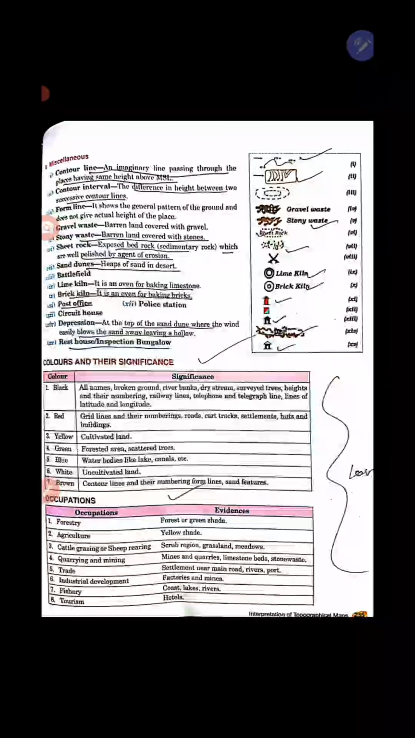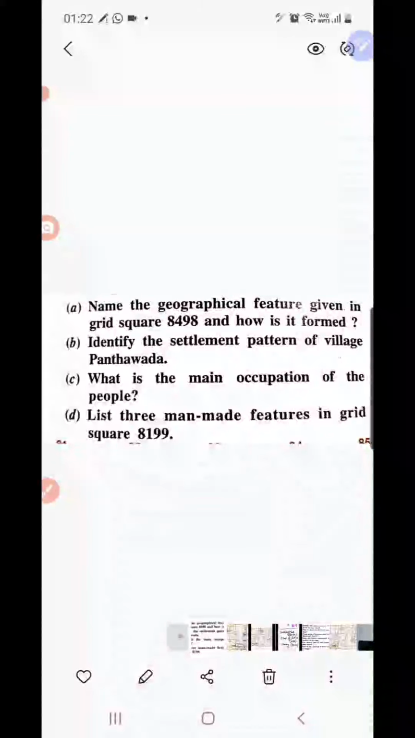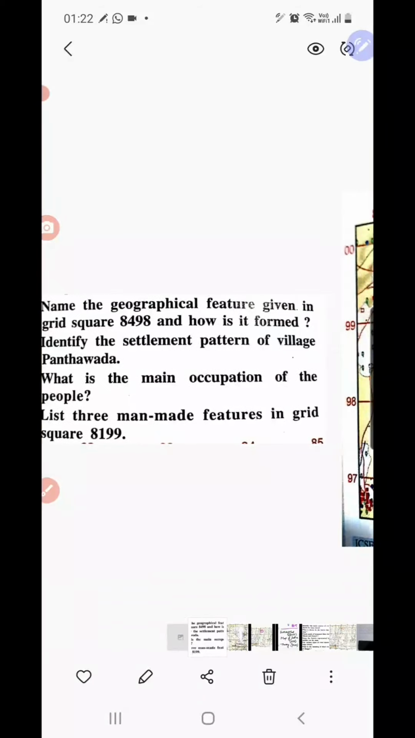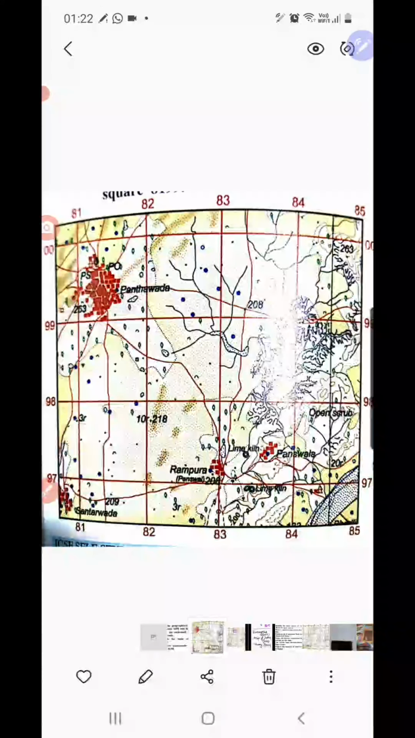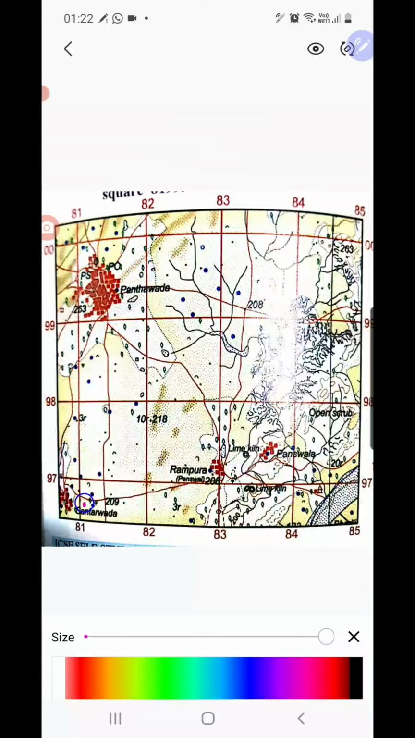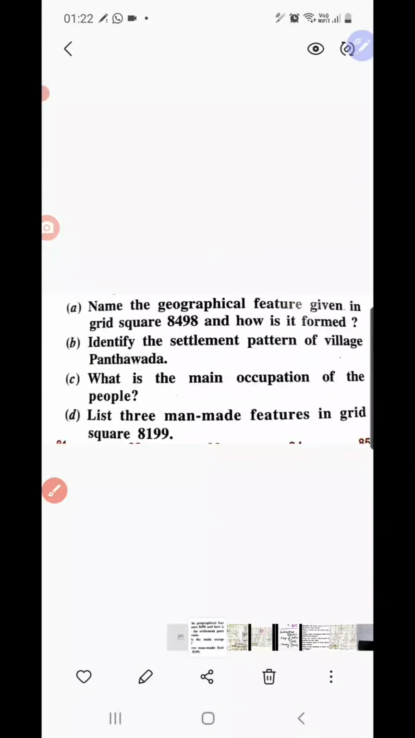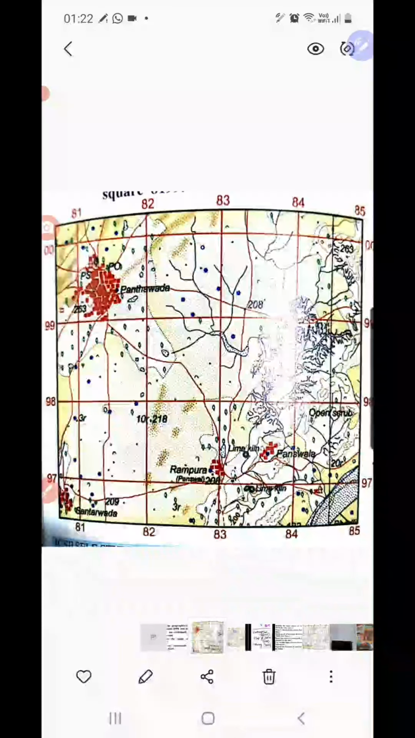Okay. Then moving to the next question: list 3 man-made features in grid square 8199. Where is 8199? Let's see. This is 81 and this is 9. So in 8199, what is the question asked? List 3 man-made features. So which is the grid square? 8199 is this particular grid square. This is the grid square we need to see.